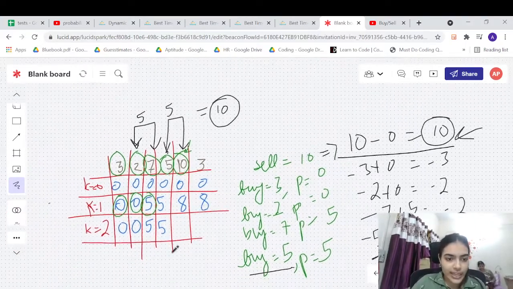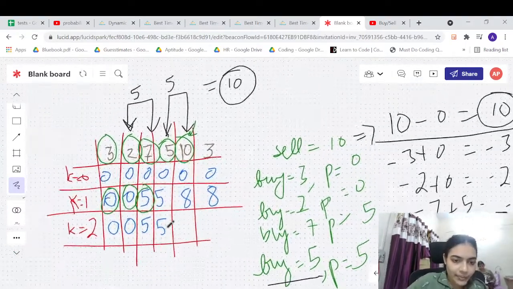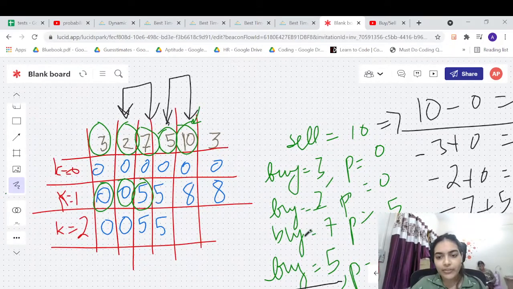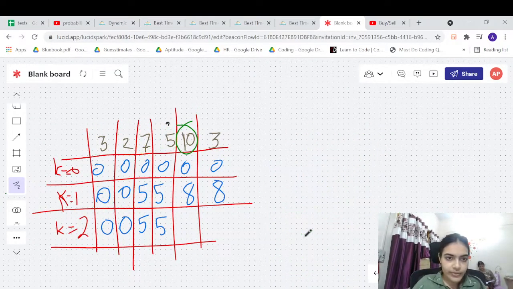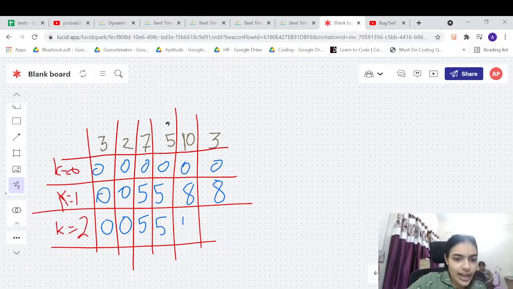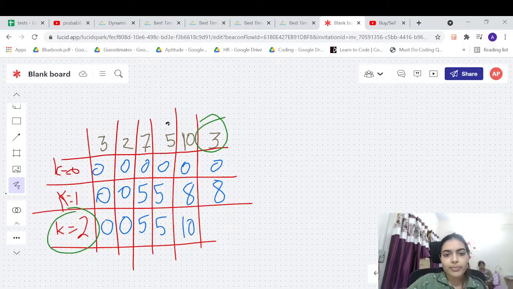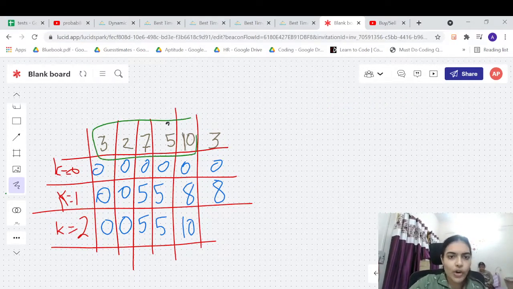Okay, so now 10, you can compare with the previous value, which is 5. 10 is better than 5, right? So you will store 10 in this row and this particular column. Let me store 10 here. Now let us go to the last cell. In the last cell, you have k equal to 2 and you have this particular value. So you decide to sell at 3. If you decide to sell at 3, you have all these options.